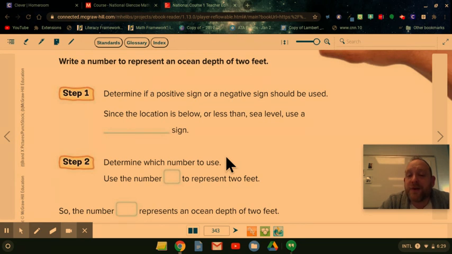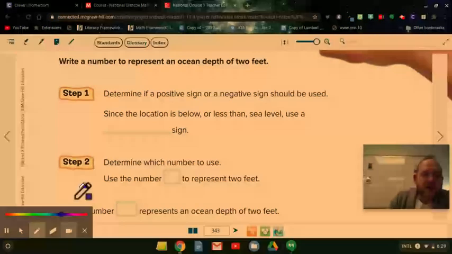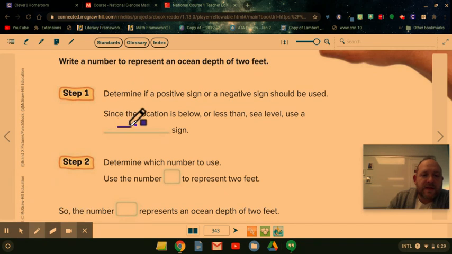All right, hope you got that correct. That would be a negative sign or a minus. Either way, either one of those would work, but it's going to be this guy, not the plus.